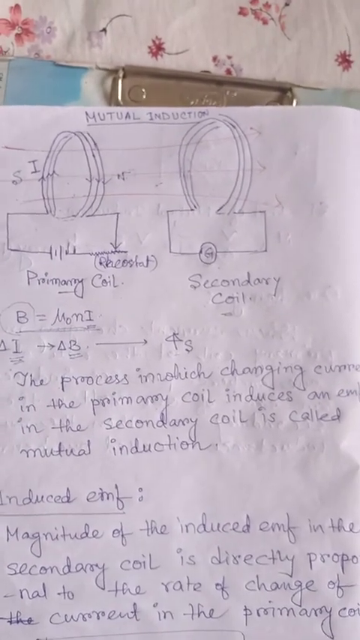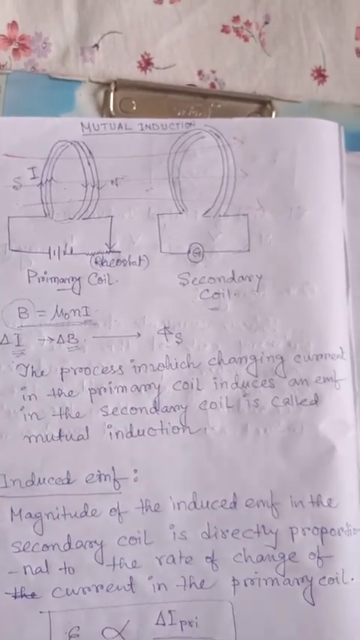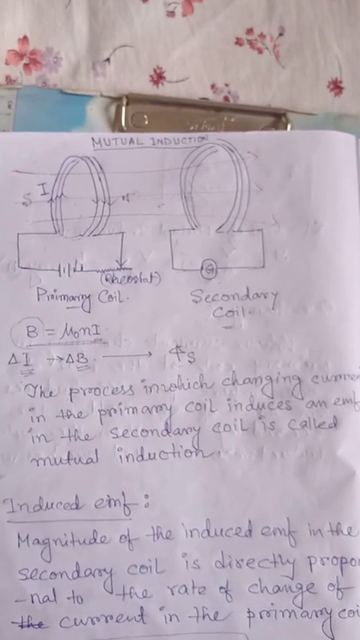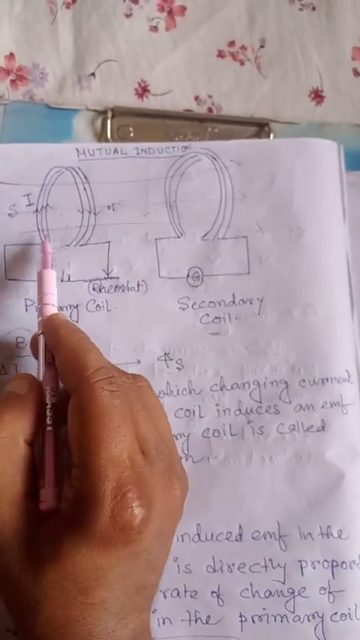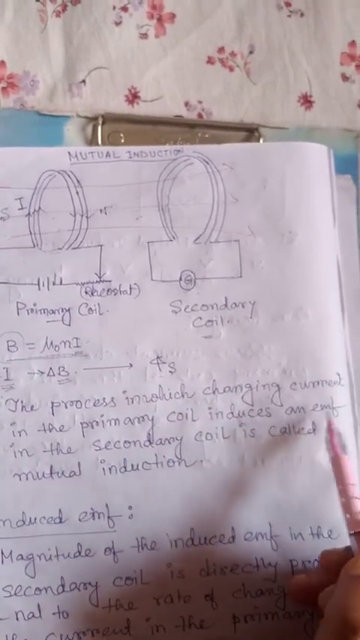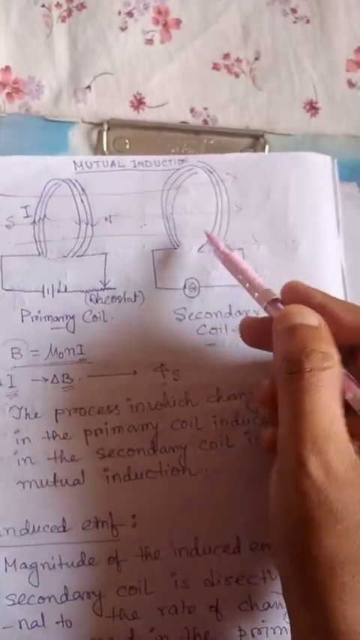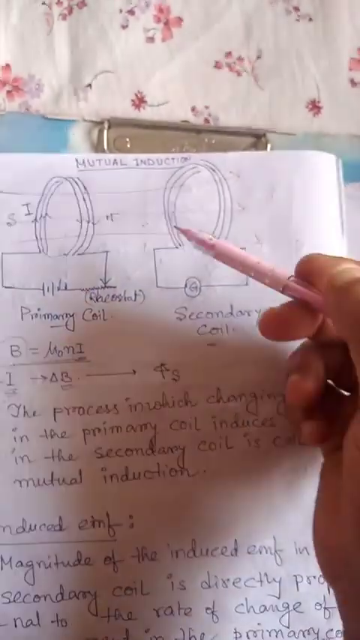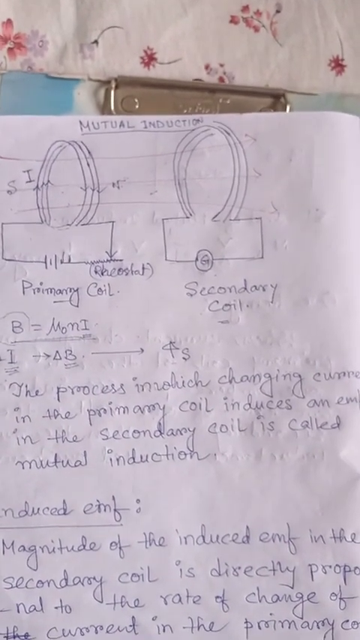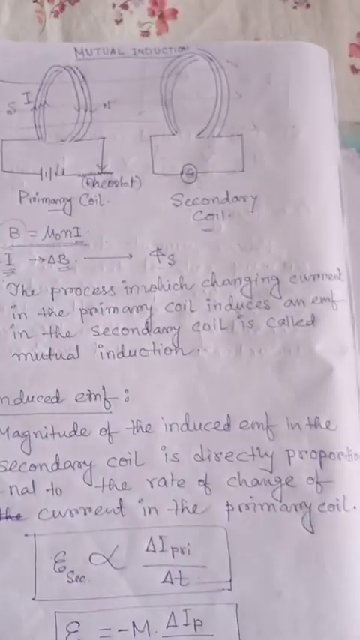mutual induction. What is mutual induction? It is the process in which, if we change the current in the primary coil, an EMF is induced in the secondary coil. Some EMF is induced in the secondary coil due to the change in magnetic flux. That is called mutual induction. Clear?